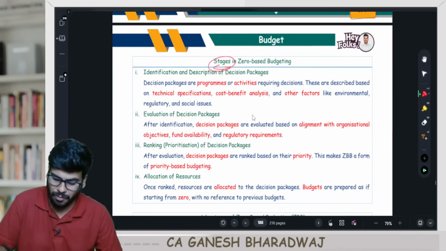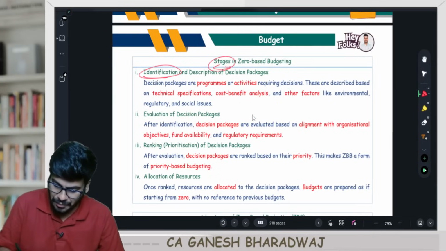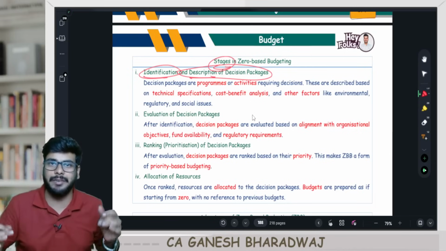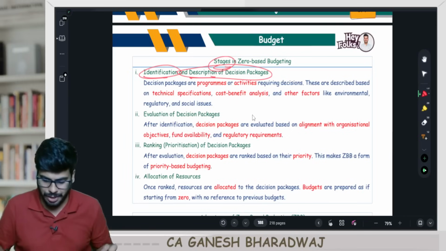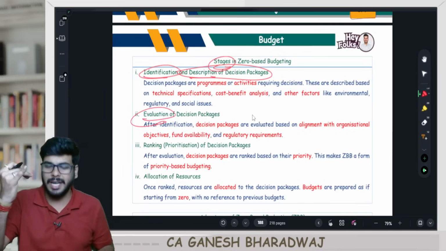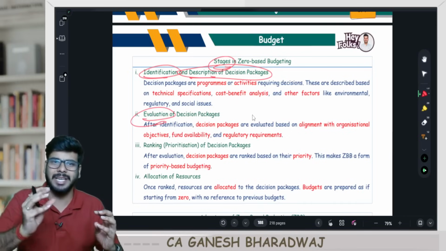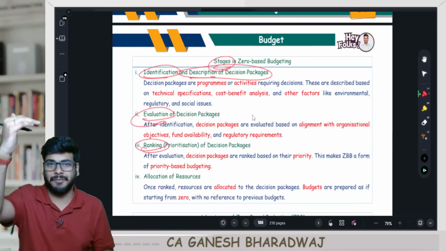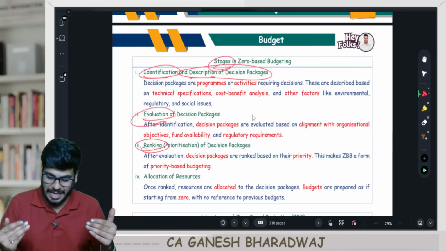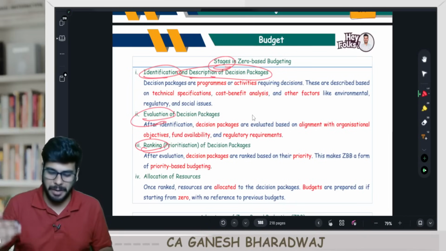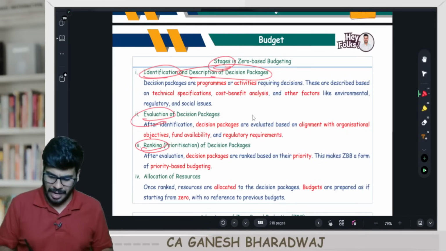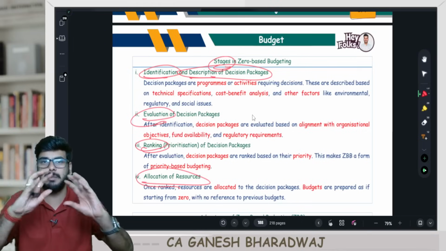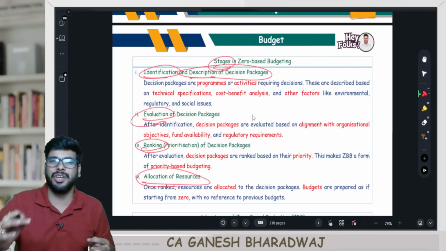So what are the stages involved here? Number one, you identify and describe the decision packages. Decision packages is basically your activities. First, identify what are all the activities you need. Number two, evaluate every single activity. Whether I need this activity or not, let me evaluate it. And number three, these are the list of activities I need. Rank them, prioritize based on the order of importance. And finally, you allocate them resources. This is the maximum amount that you can spend for every single activity. Are you clear with this, guys?